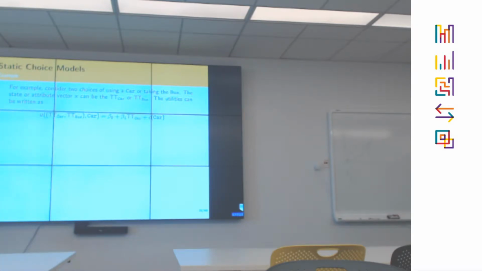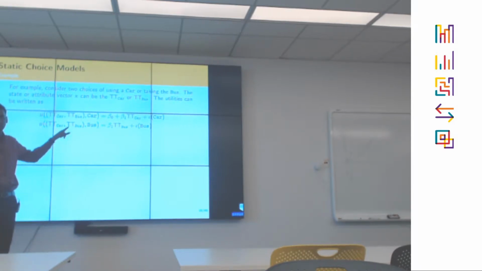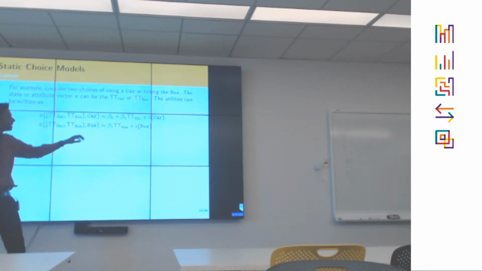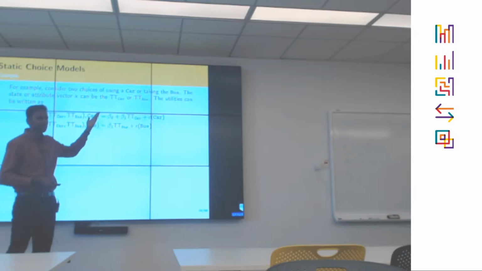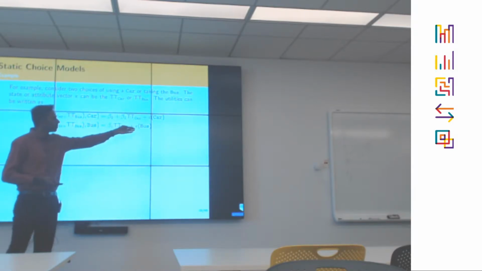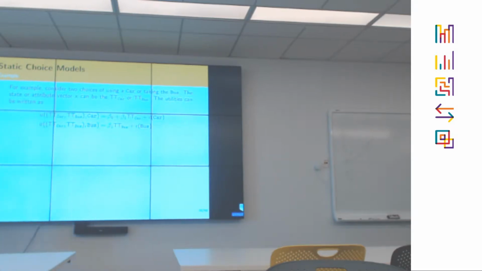So that could be ride comfort level, whether you have access to a radio, and so on and so forth. On the other hand, the utility that you get from taking a bus, given the travel times of the car and the bus, is simply, we don't have a constant here. It creates what we call identification issues. We just take the travel time of the bus and then some other features that the bus option might provide.